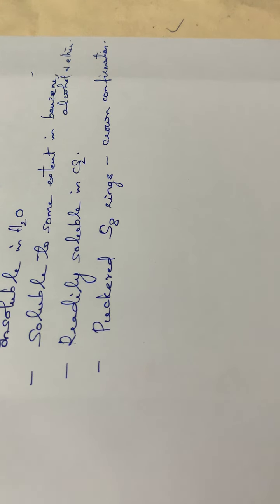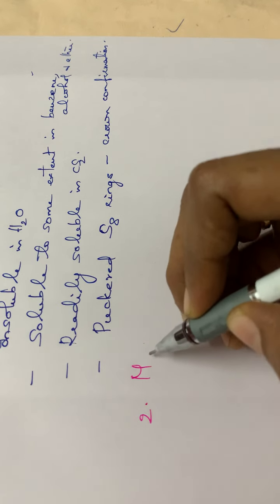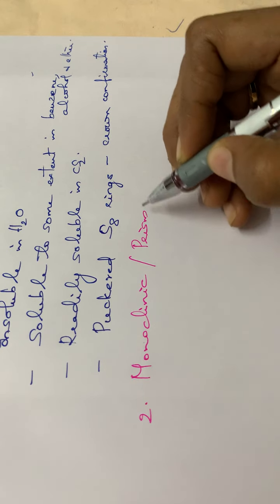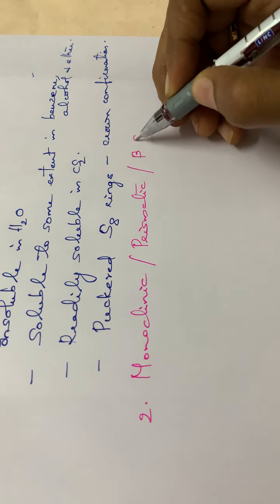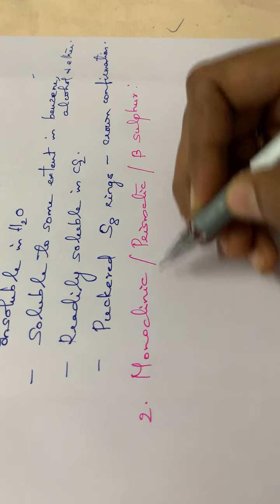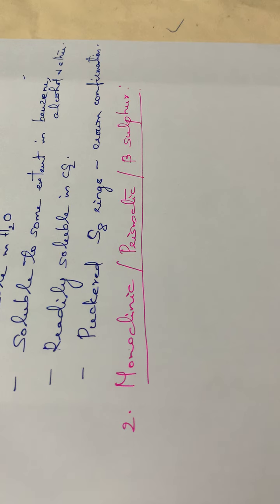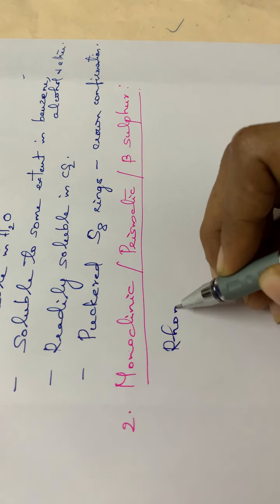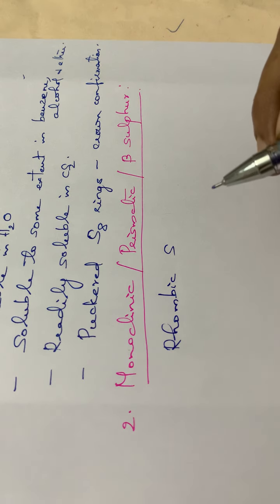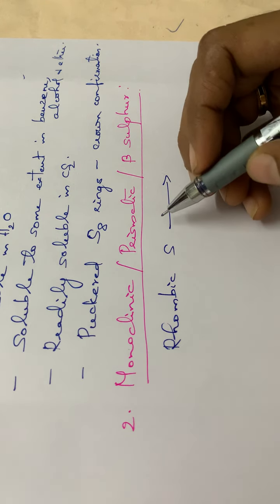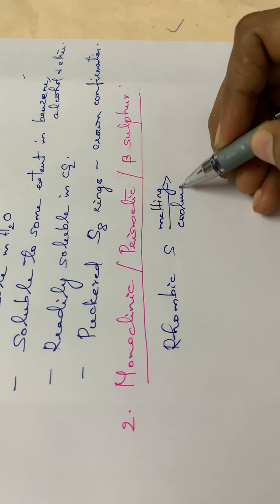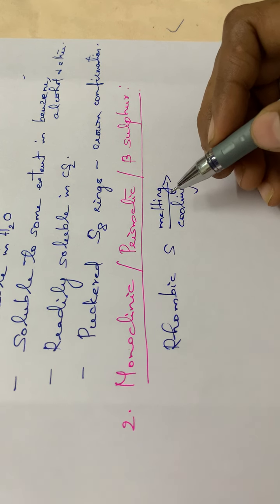Then the next one, the monoclinic or prismatic or beta sulfur. This monoclinic sulfur is obtained by melting rhombic sulfur. So we can convert all these allotropes into each other. Rhombic sulfur is first melted and then cooled.